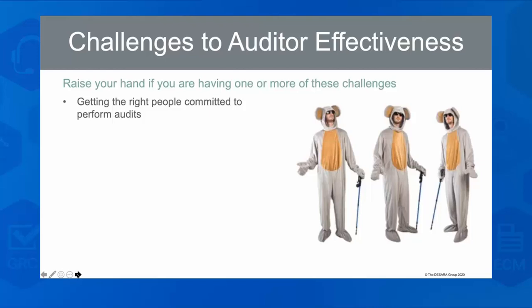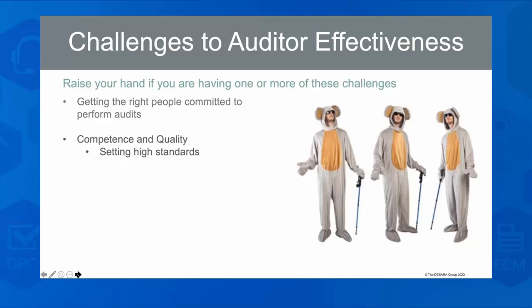The first thing is getting the right people committed to perform audits. Some companies are lucky enough to have a dedicated internal audit team where people are auditing all throughout the year. They have a lot of experience and they're very strong at what they do. And yet they might benefit from having some diversity added onto their team as well, and they can't get those volunteers to add on because it's not part of anyone's job. So raise your hand if you feel like you maybe don't have the right people committed to performing audits. And that includes people assigned who aren't committed.